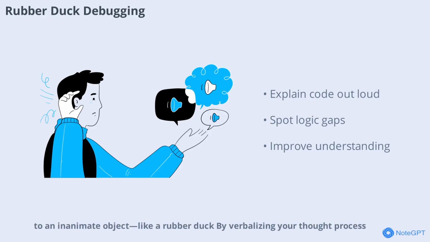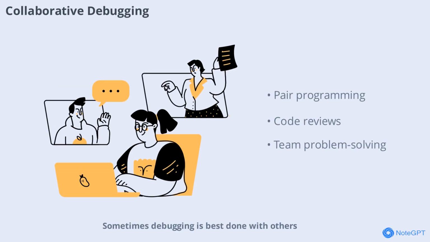By verbalizing your thought process, you often spot errors or gaps in logic that you might otherwise miss. This method highlights the importance of clear thinking and communication in debugging. Sometimes, debugging is best done with others.